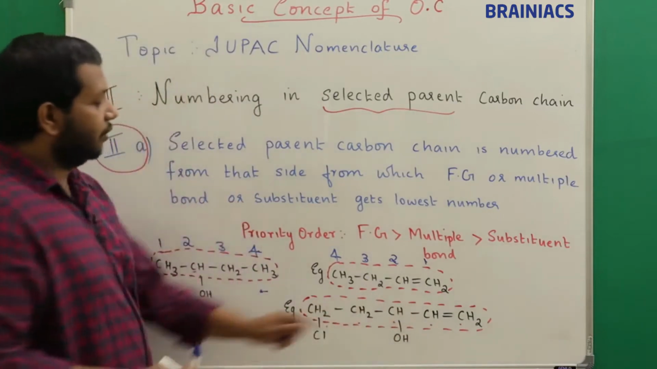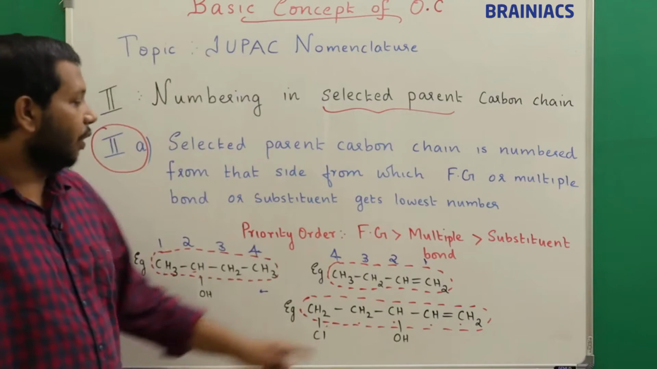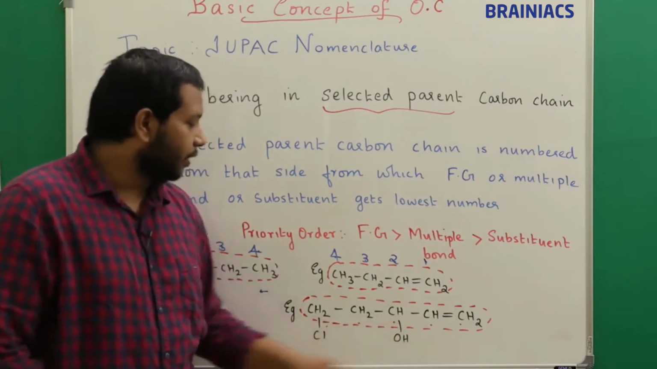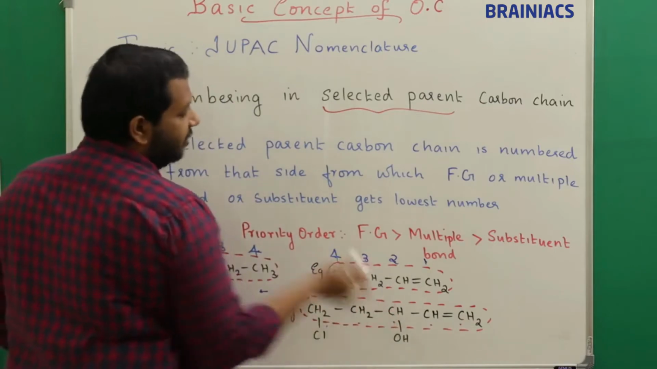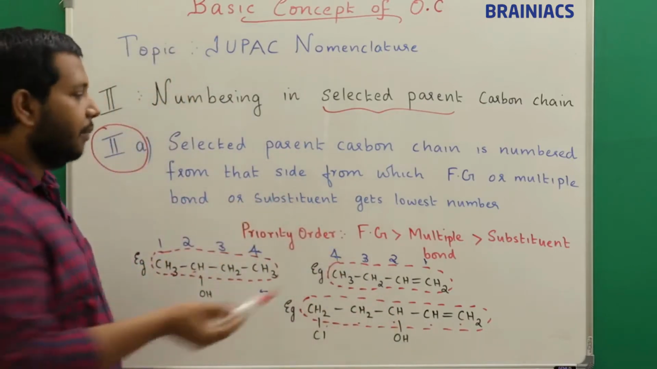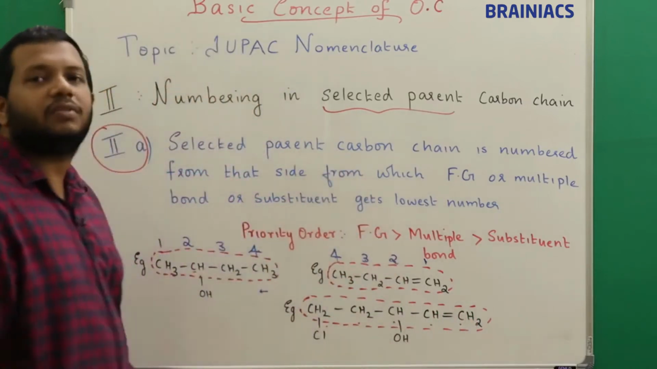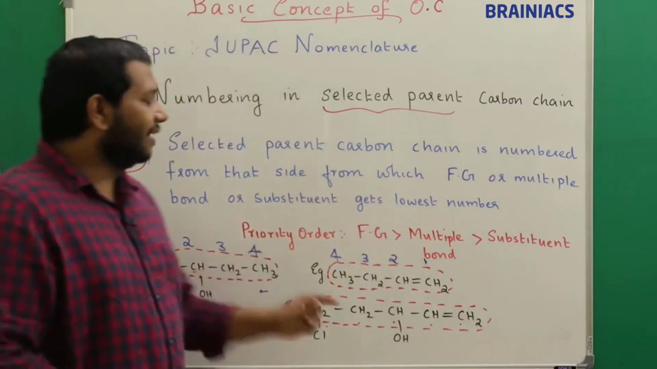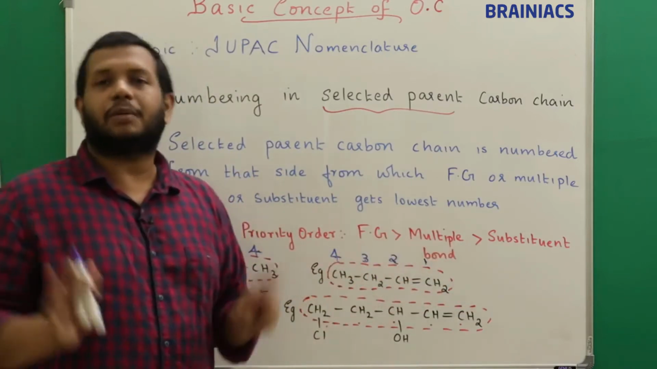I know that here a functional group is present, a multiple bond is present, and a substituent is also present. So what is the number that is coming for the functional group? If I go in this direction, it will be 1, 2, 3. 3 is the number that is coming. But if I go in the other direction, 1, 2, 3, then also 3 is what is coming. So it is irrelevant whether you go from left to right or right to left. The functional group always has the number 3.